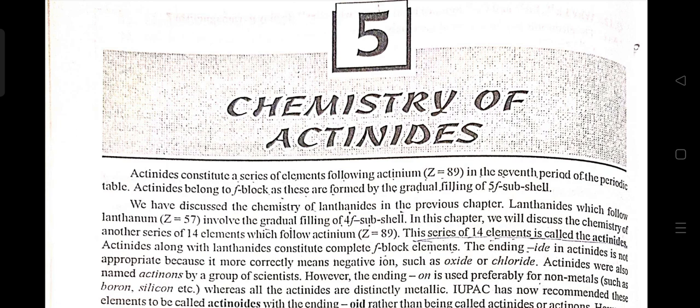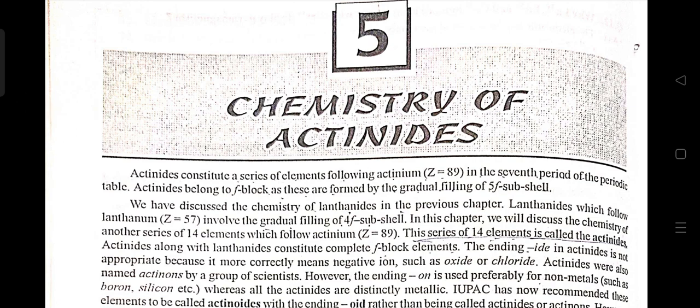Actinides constitute a series of elements following actinium in the seventh period of the periodic table. Actinides belong to the f block as these are formed by the gradual filling of the 5f subshell. We have discussed the chemistry of lanthanides in the previous chapter. Lanthanides, which follow lanthanum with atomic number 57, involve the gradual filling of the 4f subshell.